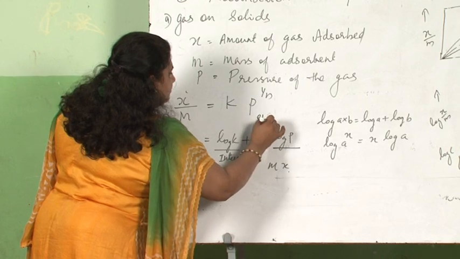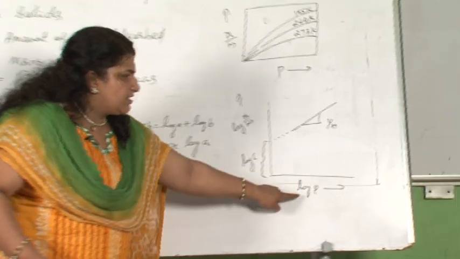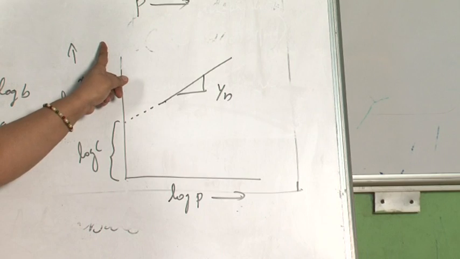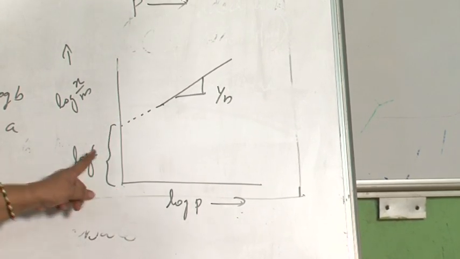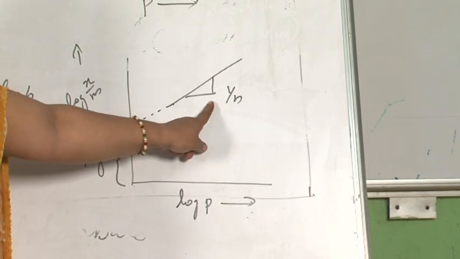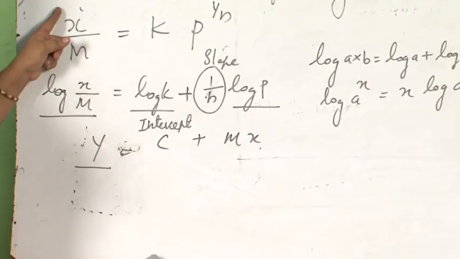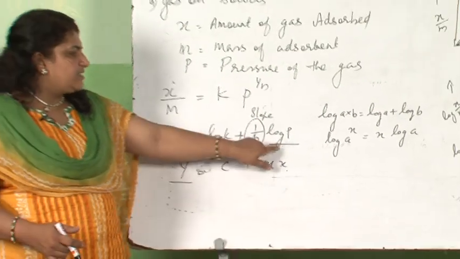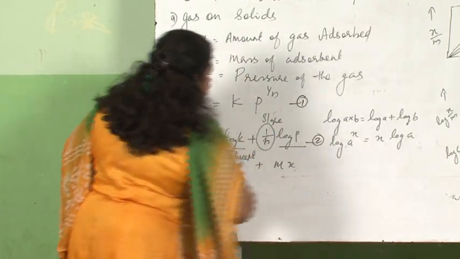This is slope. I have drawn it here. Log x by m versus log p will be a straight line, because as pressure increases, x by m automatically increases. So it will be a straight line having intercept log k and slope 1 by n. Is it clear to you? So we say that Freundlich adsorption isotherm gave us a relationship for the extent of gas adsorbed and the pressure. I am numbering this as equation number 2, and this is equation number 1.